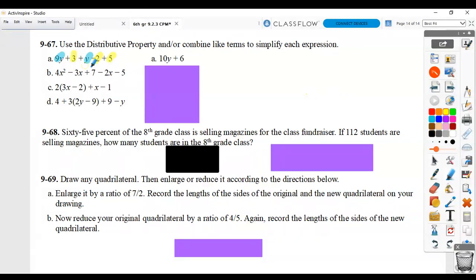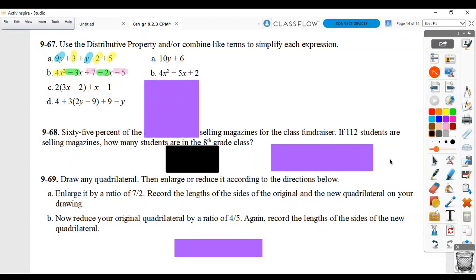For the second one, 4x squared doesn't combine with anything because there's no other terms that are alike to 4x squared. We have a negative 3x and a negative 2x, so that gives us a negative 5x. And we have a plus 7 and a minus 5, which gives us plus 2.